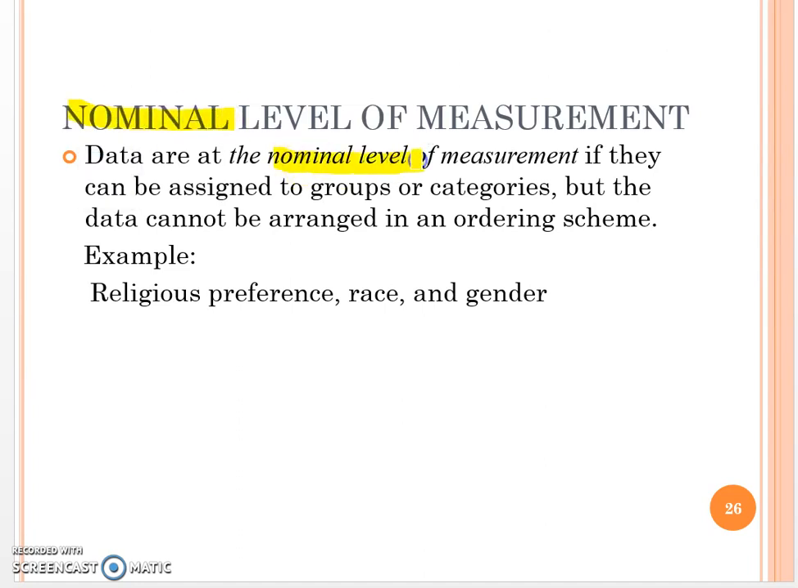Nominal is basically talking about data that can be put into different groups or categories. So it's like categorical data. And these data cannot be arranged in an ordering scheme. So we can do race, gender, and religious preference. You cannot order these, you cannot rank those, and yet they're still put into different categories.